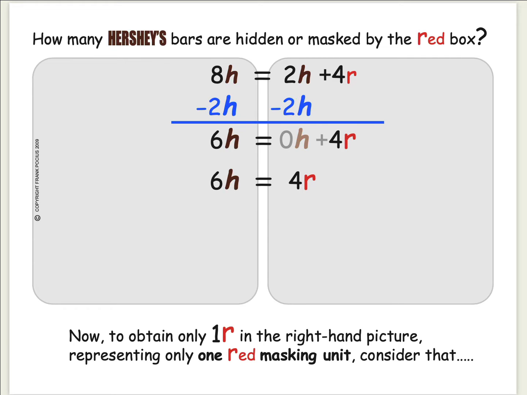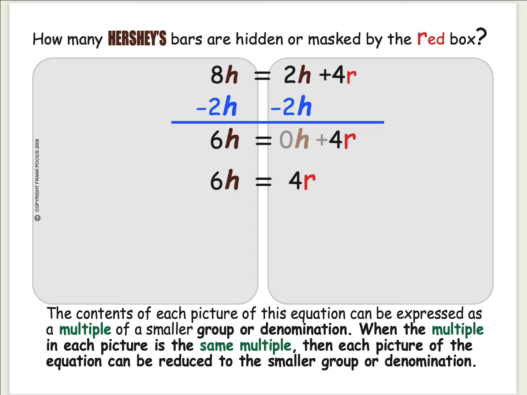Now to obtain one R in the right-hand picture, representing only one red masking unit, consider that the contents of each picture of this equation can be expressed as a multiple of a smaller group or denomination. When the multiple in each picture is the same multiple, then each picture of the equation can be reduced to the smaller group or denomination.